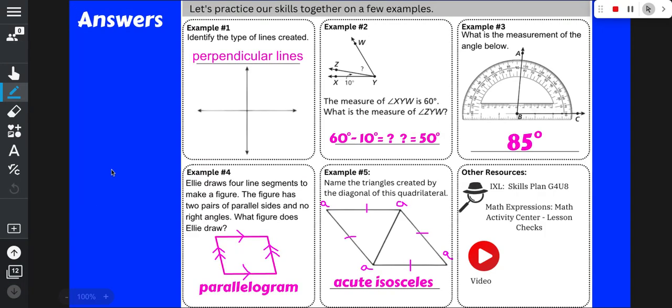All right, we're back with the answers. Identify the type of lines created. These cross at 90 degrees, so they are perpendicular lines.